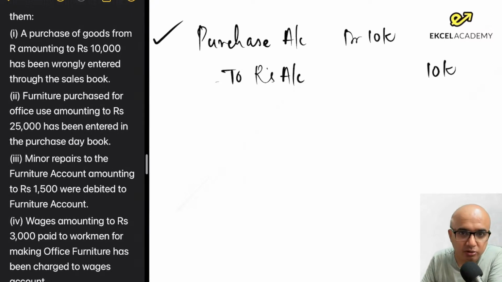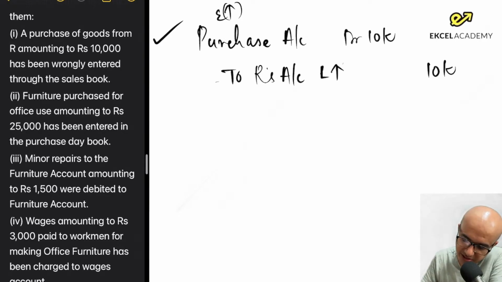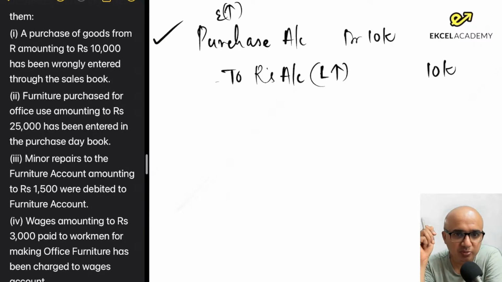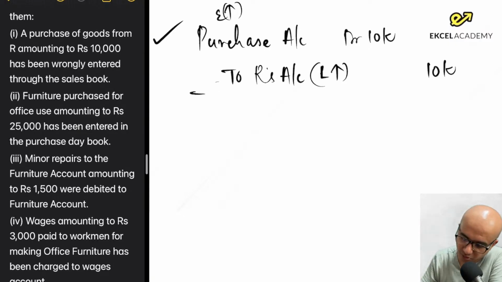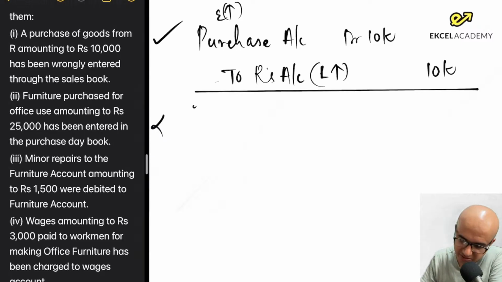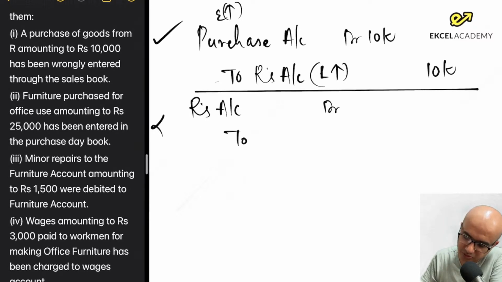On the left hand side we have debit, increase in expense, and on the right hand side we have increase in liability. R is a liability because we owe him money. We have purchased goods but we haven't yet paid anything. Now they have treated this as sales, completely opposite. So how have they recorded this transaction? The wrong entry which they have passed is R's account debit to sales account, 10,000 and 10,000.